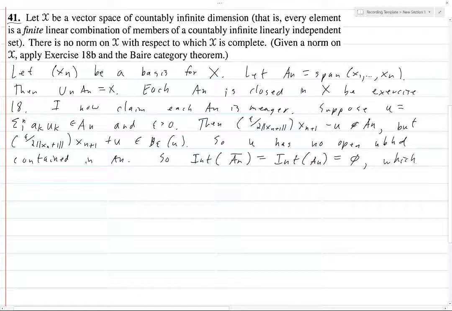But what does this mean? This means precisely, just by definition, that An is nowhere dense. That's what we mean when we say that a set is nowhere dense. We say that the interior of its closure is empty. That means it's nowhere dense.